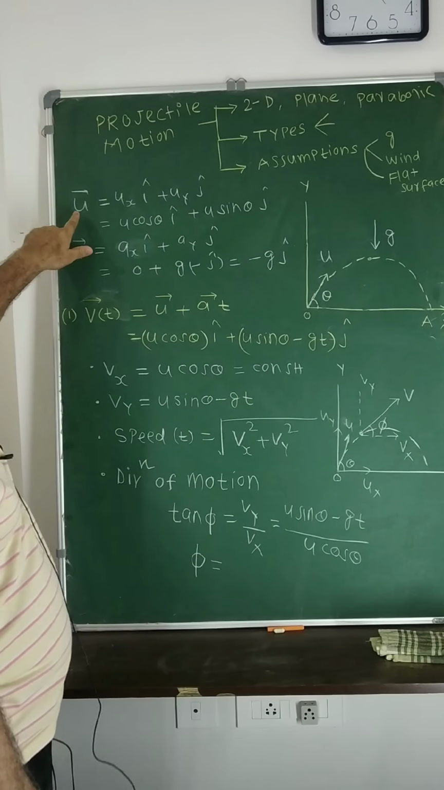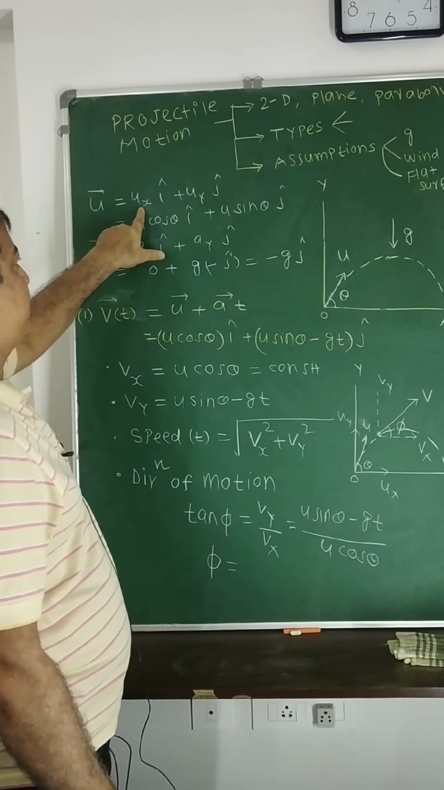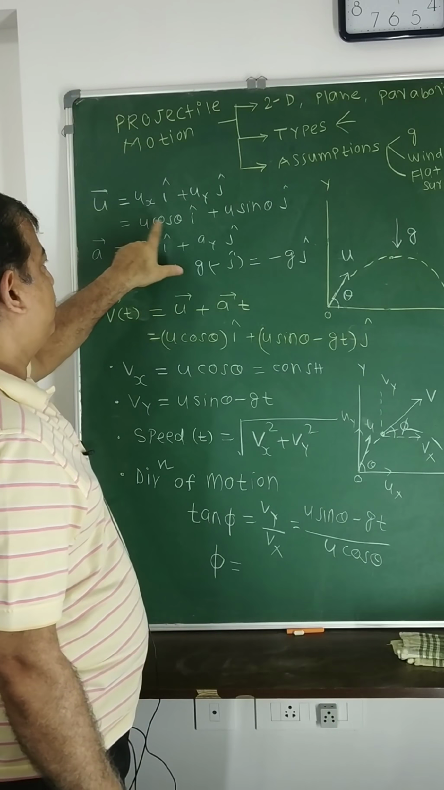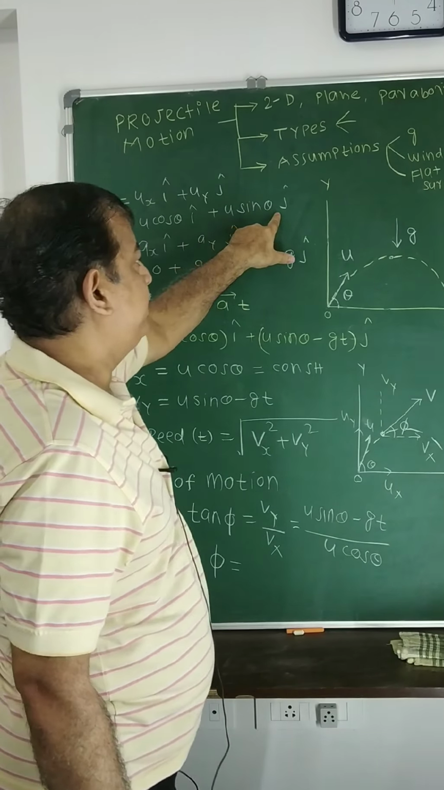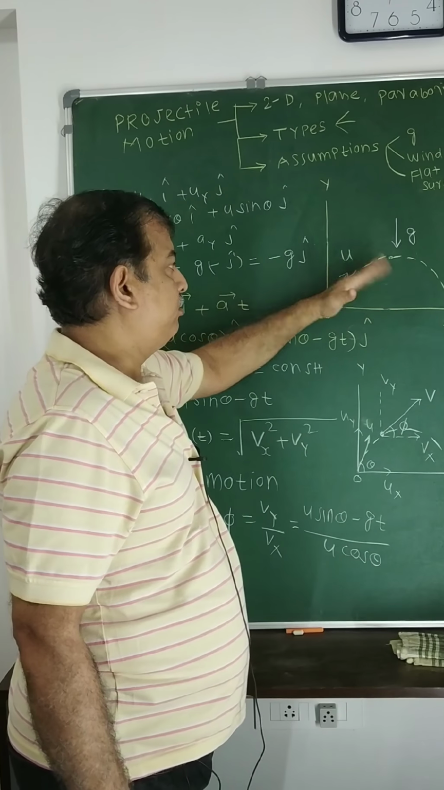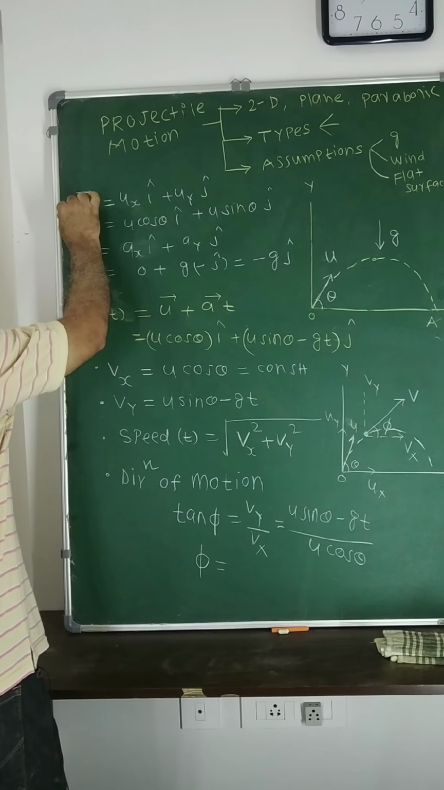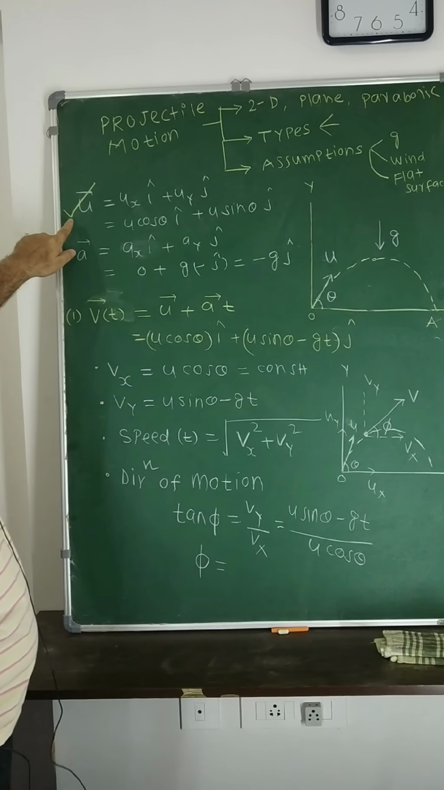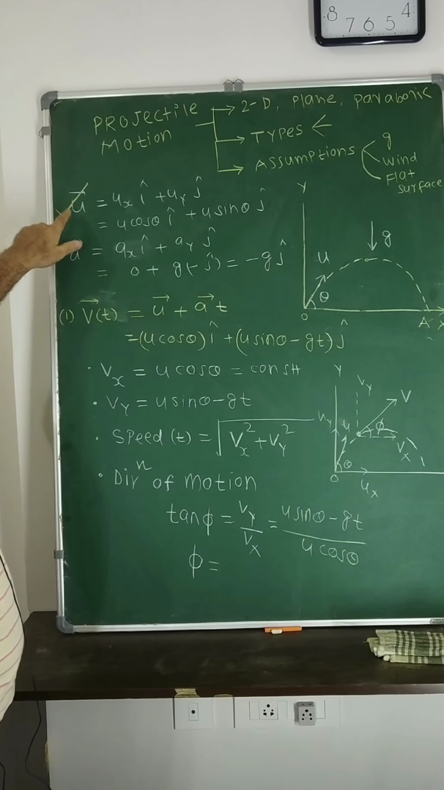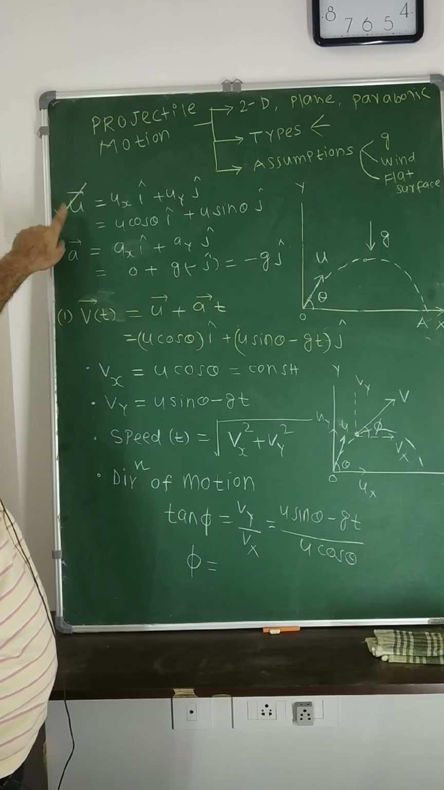Now initial velocity, initial speed and theta is given to me, so u and theta is known. First of all, try to write initial velocity vector, x component, y component. So u cos theta i cap plus u sin theta j cap. So take the components of this velocity here, u cos theta, u sin theta. So first we have written the initial velocity. Initial velocity is nothing but velocity of projection at time t is equal to 0.